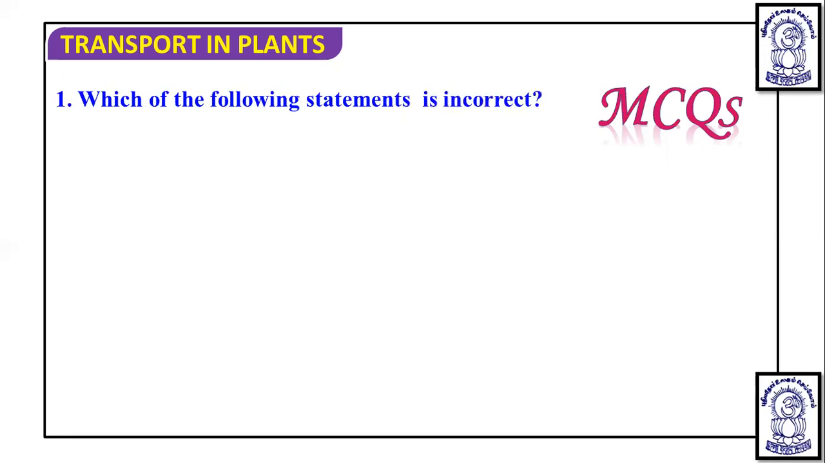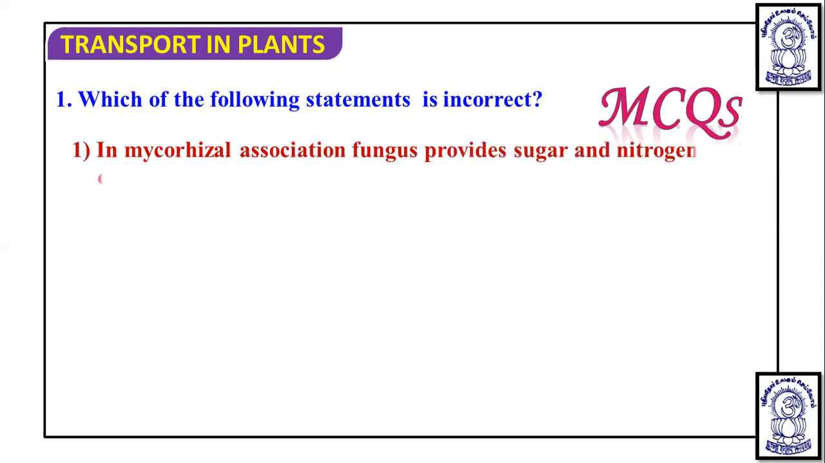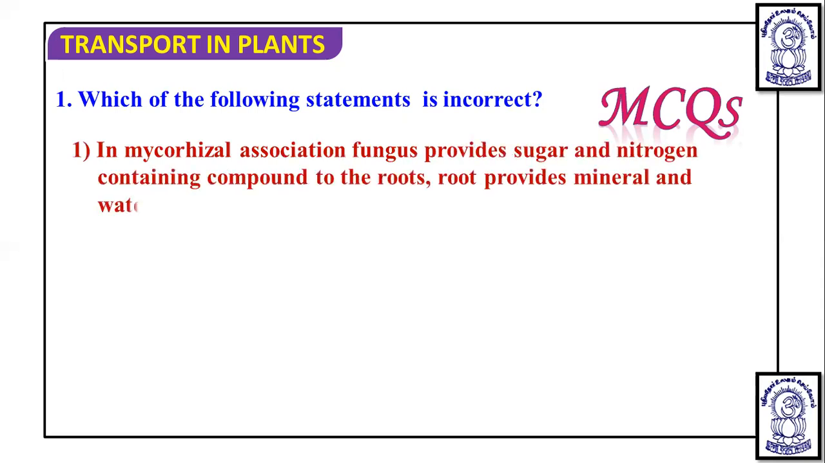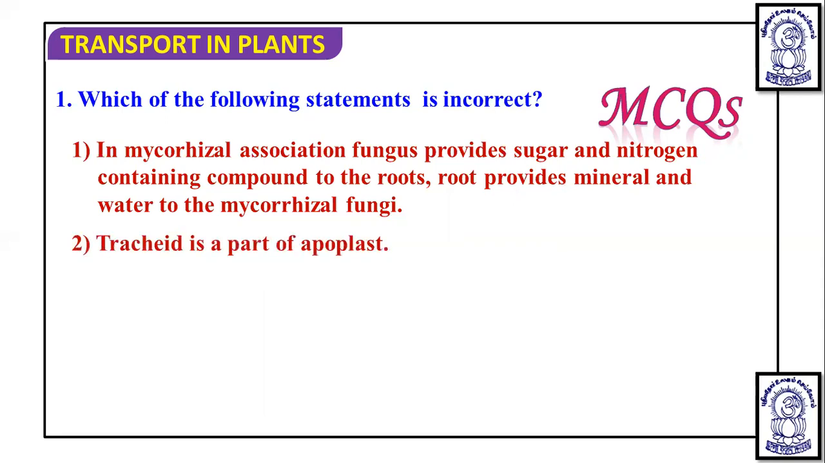Let's discuss a few easy questions. Which of the following statements is incorrect? In mycorrhizal association, the fungus provides sugar and nitrogen containing compounds to the root, and the root provides minerals and water to the mycorrhizal fungi. This should be incorrect, because particularly the fungus provides minerals and water to the plant root, and the root provides sugar and nitrogen containing compounds. So this should be reversed.